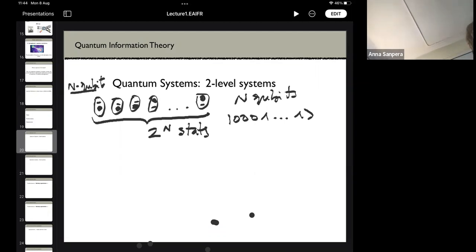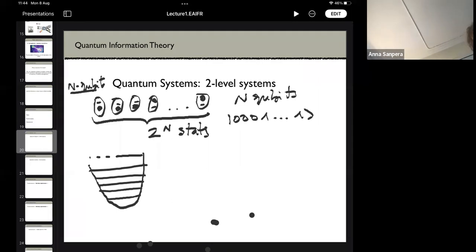Okay, so you could say, as you were asking, why don't I take a system like, for instance, this one, a harmonic oscillator, that has 2 to the n states, and have everything in a single quantum system? Why don't I do that? Well, the reason is the following. These 2 systems are not equivalent.